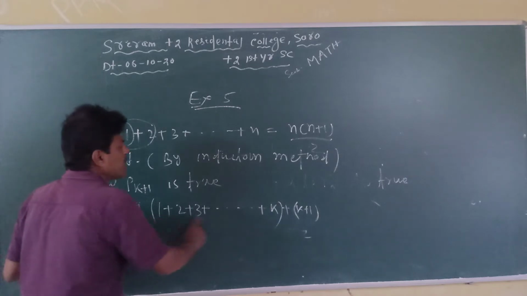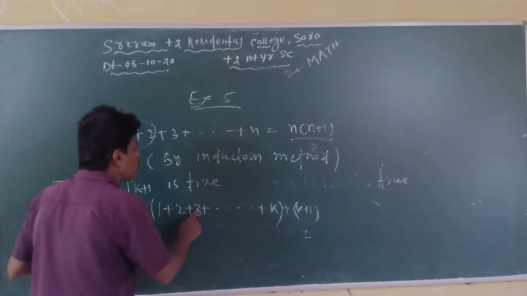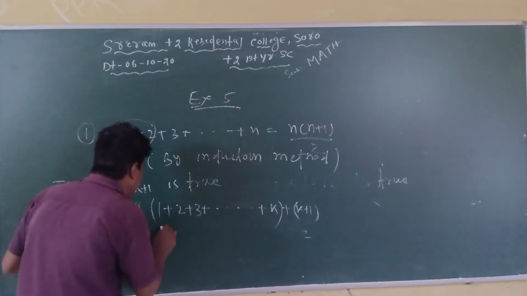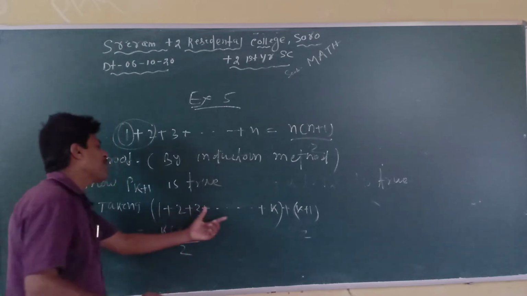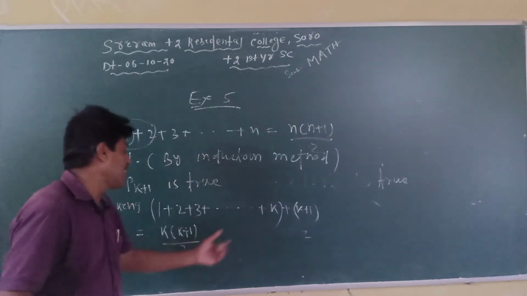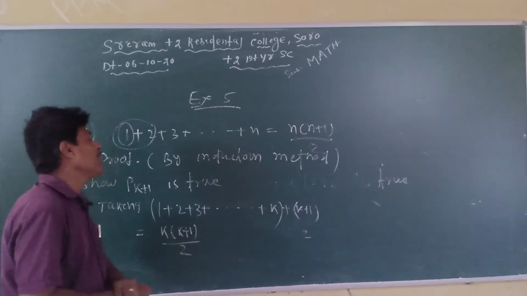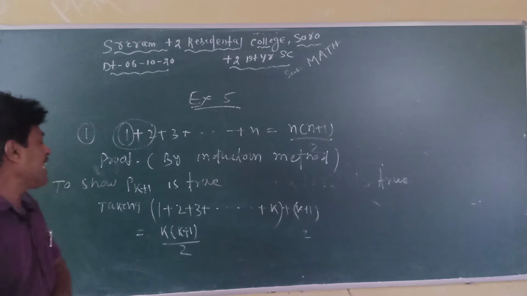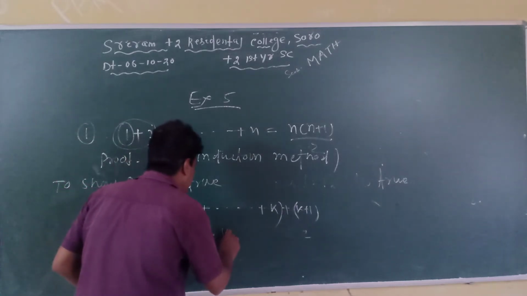So Pk means the addition of 1 to k. Instead of 1 plus 2 plus 3 up to k, we can write k whole into k plus 1 by 2, because that part we mentioned in step 3. So instead of 1 to k we write k whole into k plus 1 by 2 plus that is k plus 1.